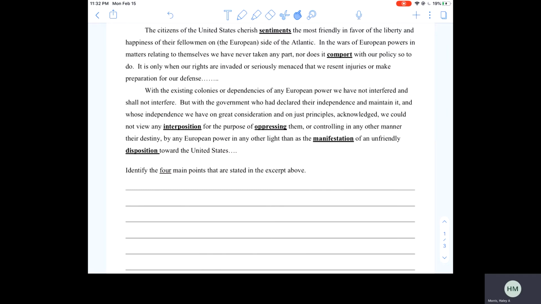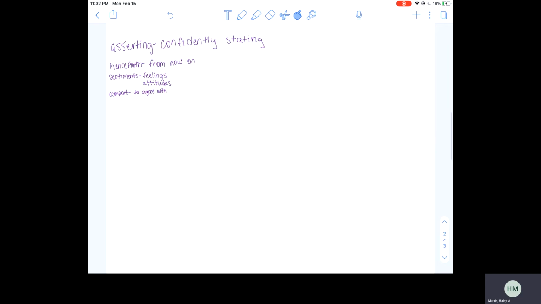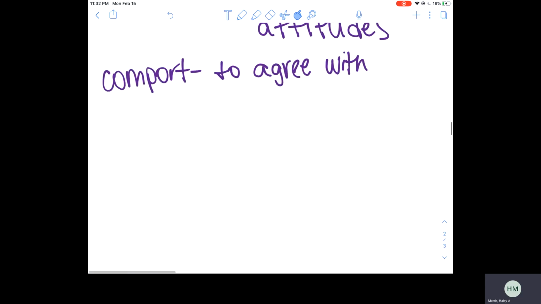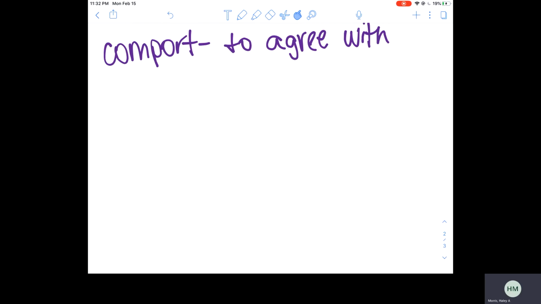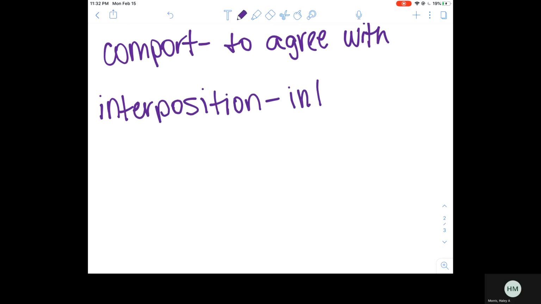So this one's a little bit wordy. So I'm just going to work on the definitions now, and then when we go through the next part, I'm going to kind of rephrase that whole paragraph. So interposition, I believe second period, we kind of talked about some of these. So interposition, we decided was like interference. Interposition, interference.